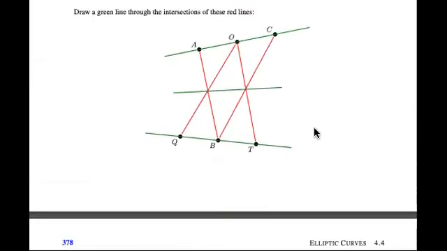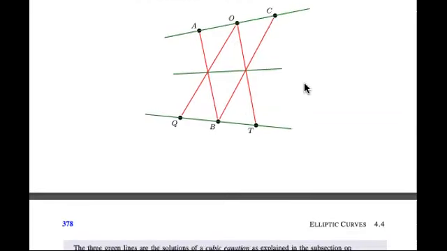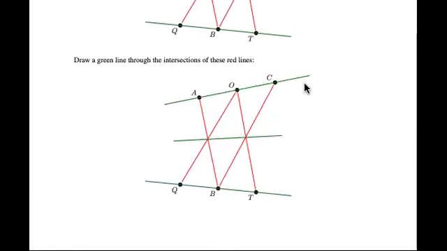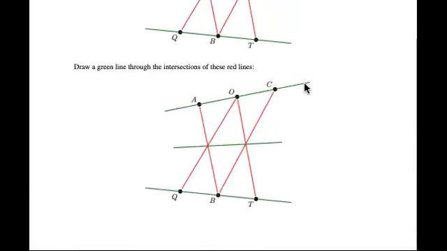Now, if we were to draw a line through A and T and a line through Q and C, would that also intersect on the green line, or would it be off the line somewhere? That's a question. Actually, associativity of some kind of cubic type addition is what gives it to us.